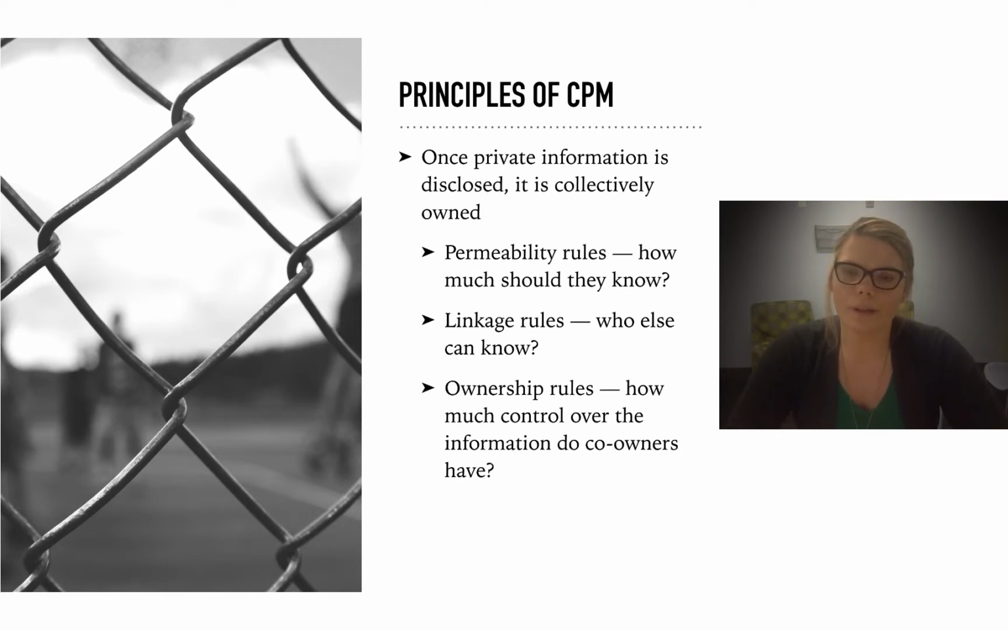And many times, linkage rules are based on characteristics of the other person. So do they share common interests with us? Do we have an attraction to that person? Or maybe we're considering developing a friendship with them. Finally, ownership rules determine how much control co-owners have over co-owned information. Who else can that person tell? And then how much can they share? The rules are a little bit different depending upon whether I'm an owner or a co-owner of that information.